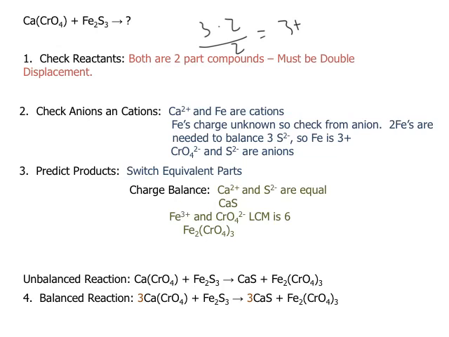Calcium was with chromate, so I'm going to pair it with sulfur. 2 goes to sulfur, 2 goes to Ca, simplify to CaS. Iron, 3 goes to chromate, put chromate in parentheses, 2 goes to Fe. And put that on there. The only thing that is not balanced is my sulfurs, so I put a 3 there, and then I come back and put a 3 there, and that takes care of everything.